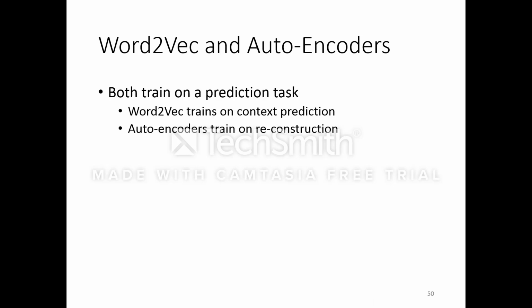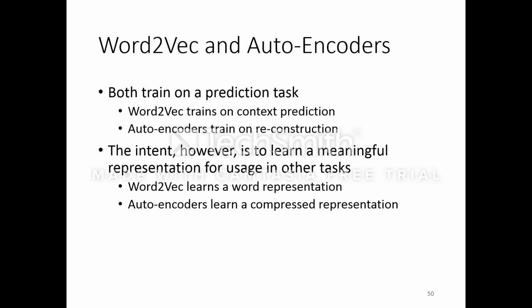Okay. So let's look at word2vec, word embeddings and autoencoders, and the versions that we saw so far. Both train on a prediction task. Okay, so you have an input word, output word pair. That is what the word embedding trains upon, and the autoencoders train upon the input comma input, which is basically saying that you want to regenerate the input in the output. So the autoencoders train on reconstruction, word2vec trains on context prediction. The intent is to learn a meaningful representation for usage in other tasks. So it's not actually a prediction problem that we're attacking. We are throwing away the prediction part of it and learning the intermediate representation. So word2vec learns a word representation, autoencoders learn a compressed representation. So this is one way to draw a parallel between these two building blocks.